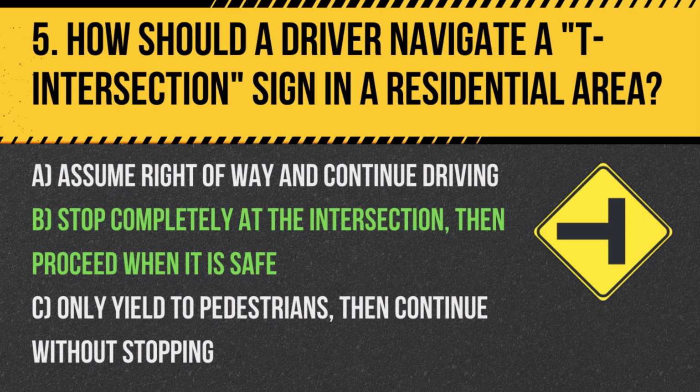Answer: B. Stop completely at the intersection, then proceed when it is safe. At a T intersection, drivers should come to a complete stop and then proceed only when they have determined that it is safe to do so, considering all traffic and pedestrians.